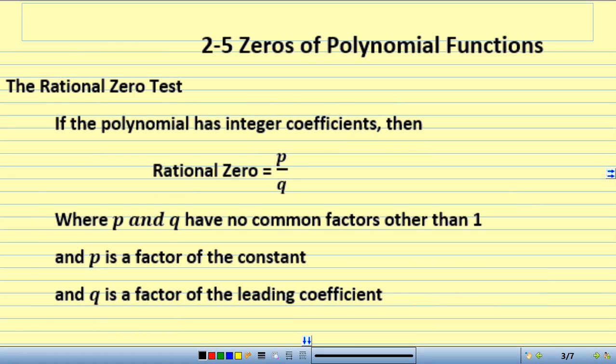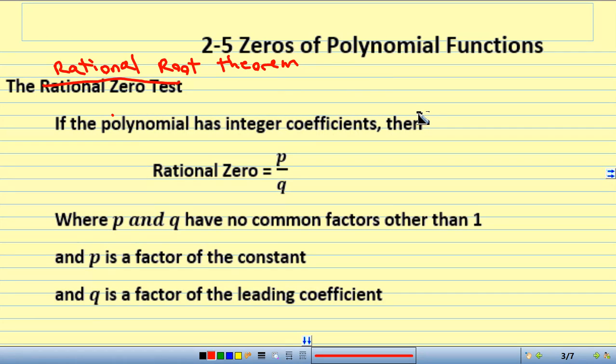So let's go on. You have the zeros of polynomial functions. It's called the rational zero test. I never learned it as the rational zero test, and in fact, I've never even seen it called the rational zero test. What I have heard it called is the rational root theorem.